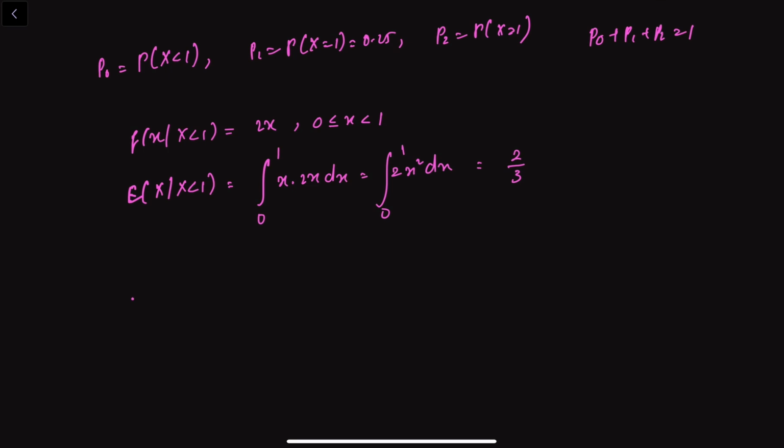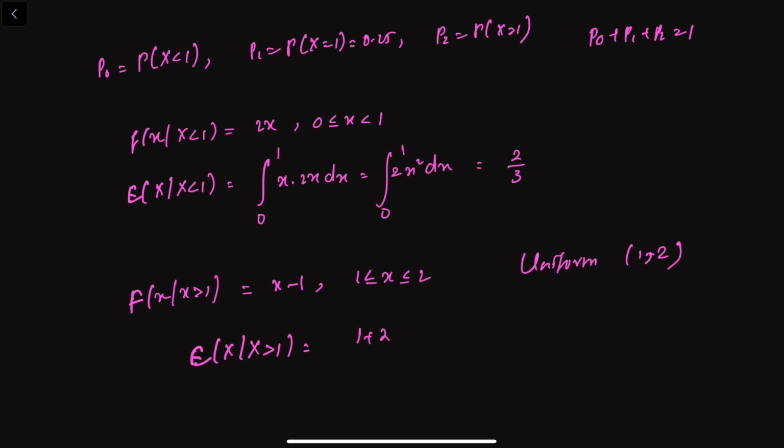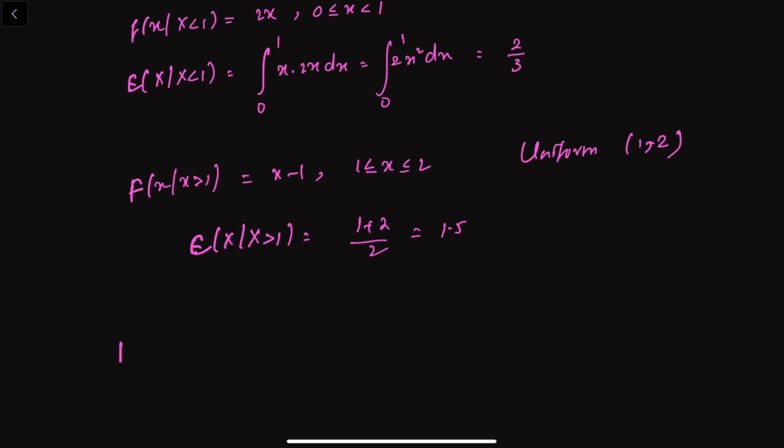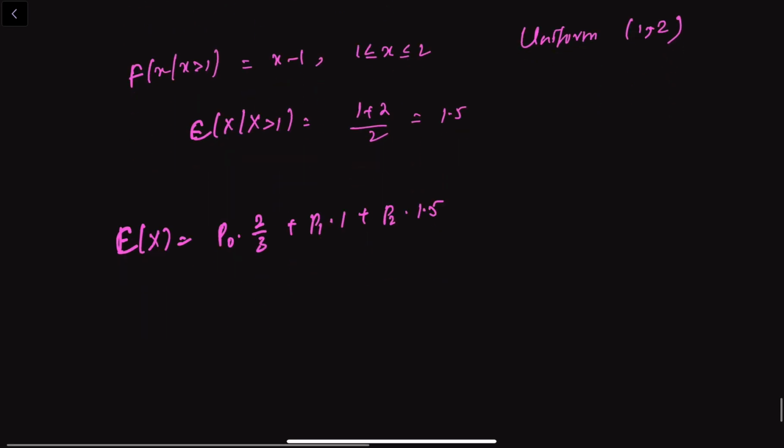In a similar way, f of x given x greater than 1 is x minus 1 from 1 to 2. That means this is following uniform 1 comma 2. So expectation of x given x greater than 1 is (1 plus 2) by 2, which is 1.5. If I use the law of total expectation here, expectation of x is P naught into 2 by 3 plus P1 into 1 plus P2 into 1.5. Expectation of x is given to us as 1. So 1 equals 2 by 3 P naught plus 0.25, we know the P1 value, plus 1.5 P2.